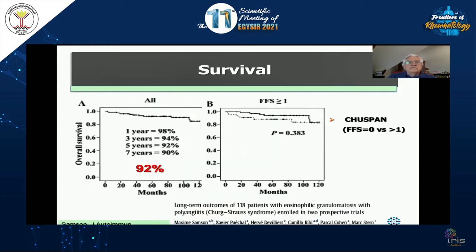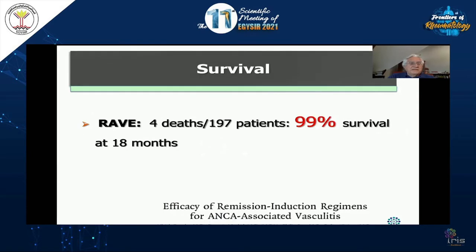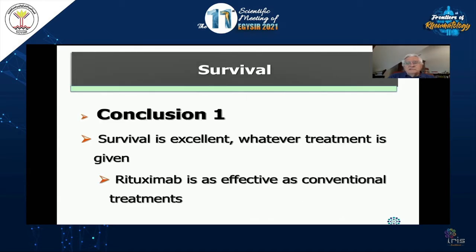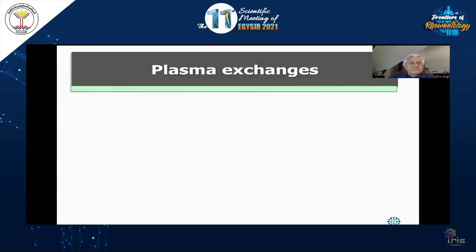And when there are markers of severity, FFS higher than or equal to 1, the survival rate is also excellent, with 90% at 7 years. And in the RAVE study, in the arm receiving rituximab, the survival at 18 months was 99%. In fact, we know now that we can treat patients with vasculitis effectively, whatever the treatment given. And rituximab is as effective as conventional treatments.